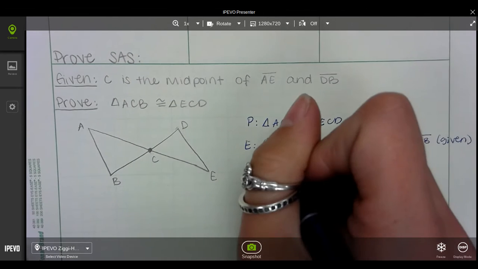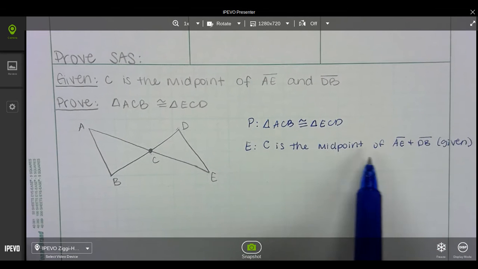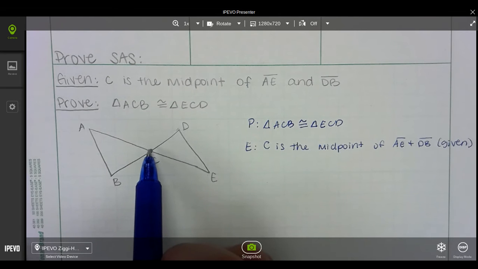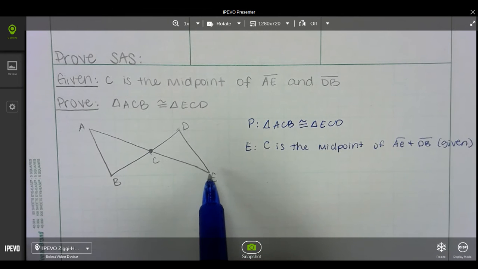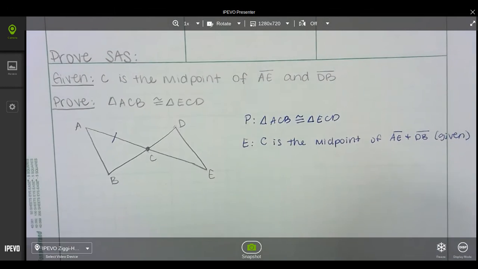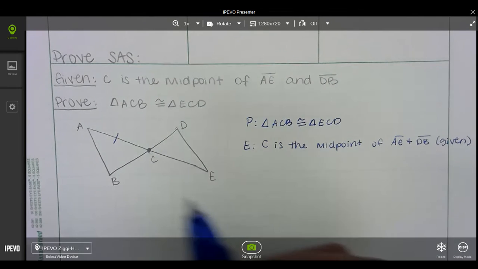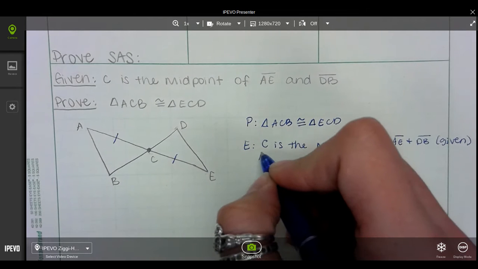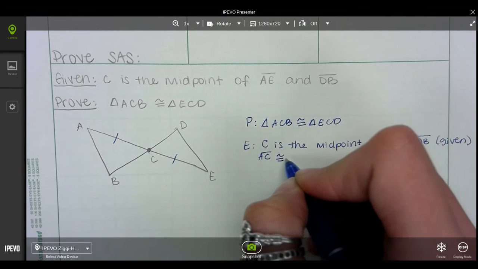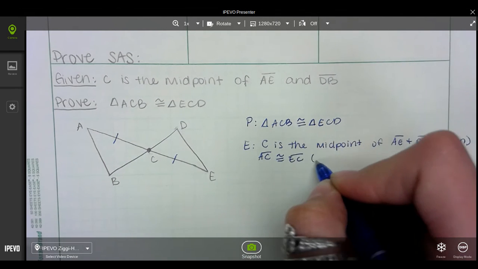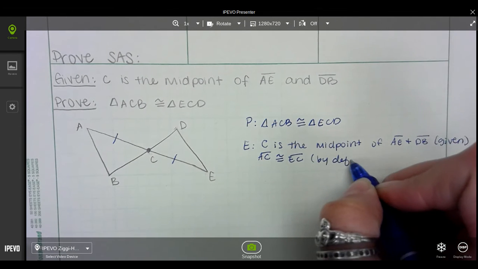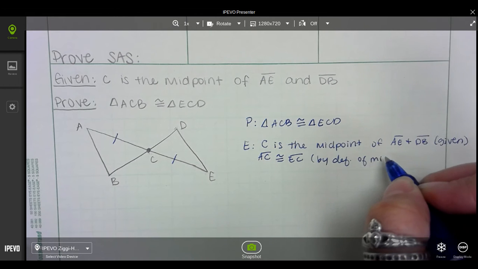My next thing that I can put down is what this midpoint does for me. So what does a midpoint do? If C is the midpoint of AE, it's going to cut AE in half into two congruent segments. So it's going to say AC is congruent to EC. So I can write that. AC is congruent to EC. And this is telling me that they're congruent by the definition of midpoint.